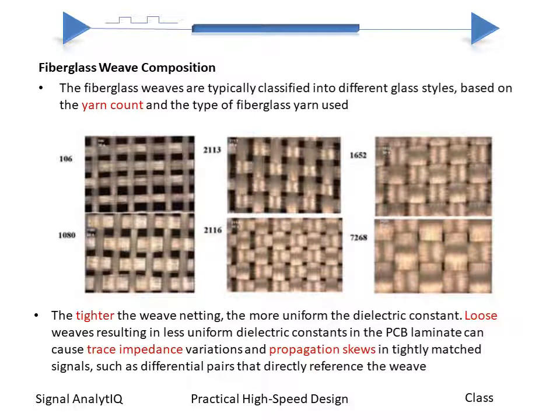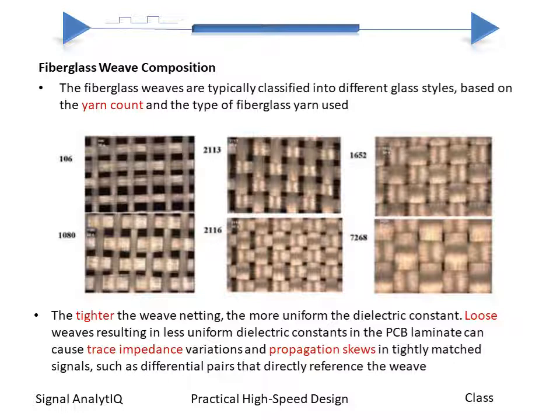Fiberglass weave composition. The fiberglass weaves are typically classified into different glass styles based on the yarn count and the type of fiberglass yarn used. Now here you can see some examples of yarn counts and the weaves that are typically there for different boards, from more spaced to tighter yarns on the right hand side.